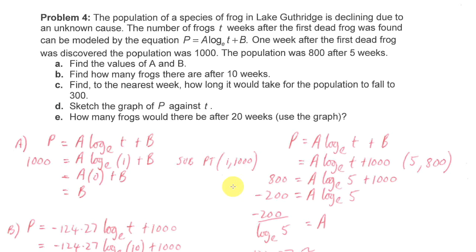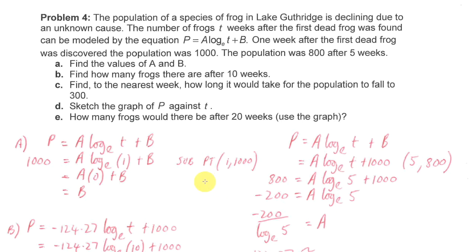Alright, the population of a species of frog in Lake Guthrie is declining due to an unknown cause. The number of frogs T weeks after the first dead frog was found can be modelled by the equation P equals A log base E of T plus B. 1 week after the first frog was discovered, the population was 1,000. The population was 800 after 5 weeks. Find the values of A and B.